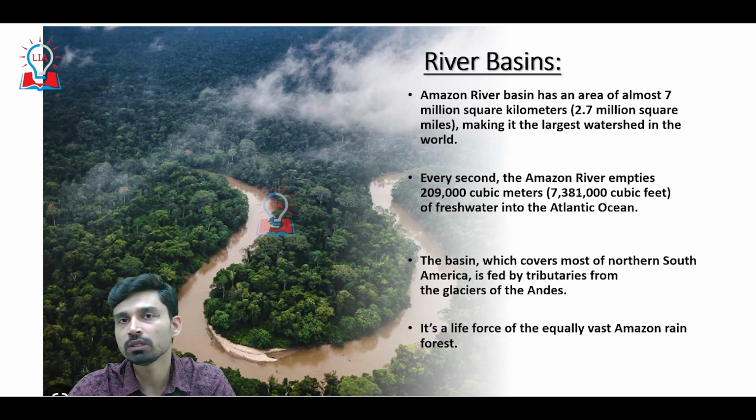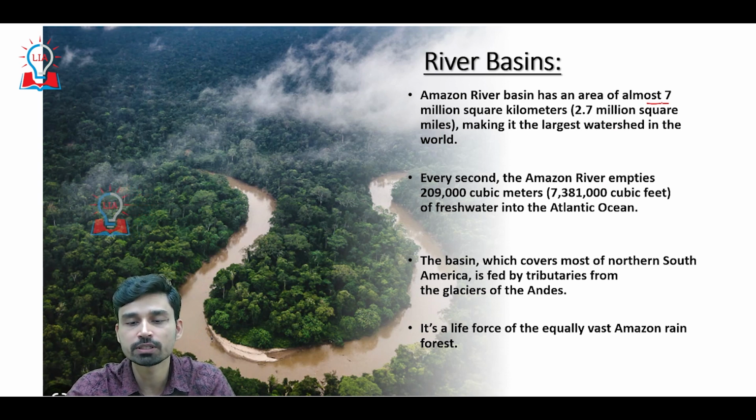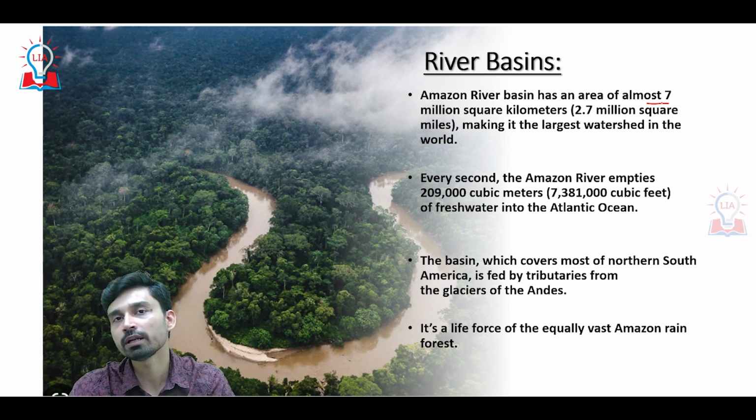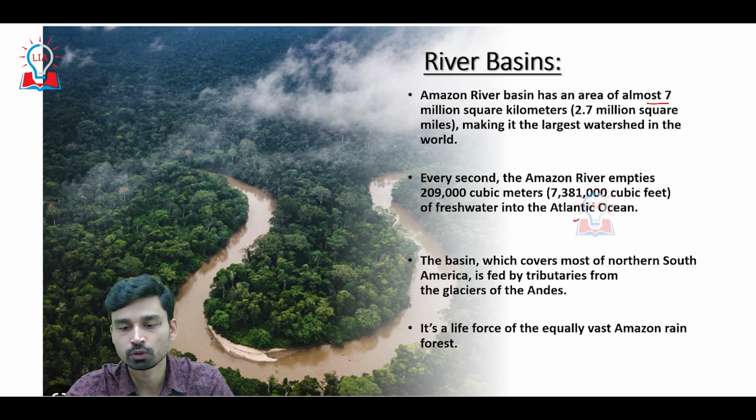First of all, the largest river basin is obviously the Amazon River basin. The Amazon River is considered the world's largest river in terms of volume, and it occupies an area of almost 7 million square kilometers, making it not only the largest river of the world, but also the largest watershed in the world. In terms of discharge volume, it is believed that every second the Amazon River discharges almost 209,000 cubic meters of water into the Atlantic Ocean on the eastern side of South America.